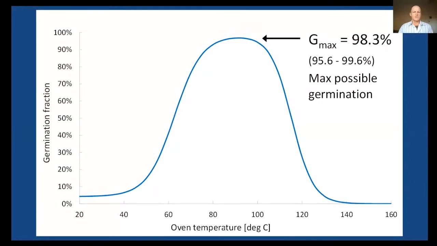The next parameter is Gmax, representing the maximum possible germination under the constraints of the current experiment. And this was a little over 98%, again indicating in this case that the seeds that I obtained from soil had very high viability.